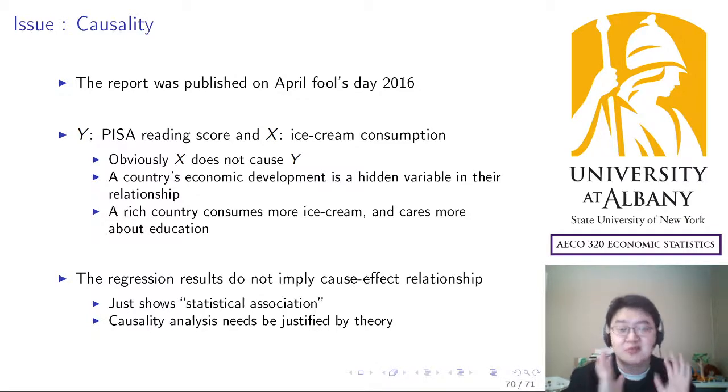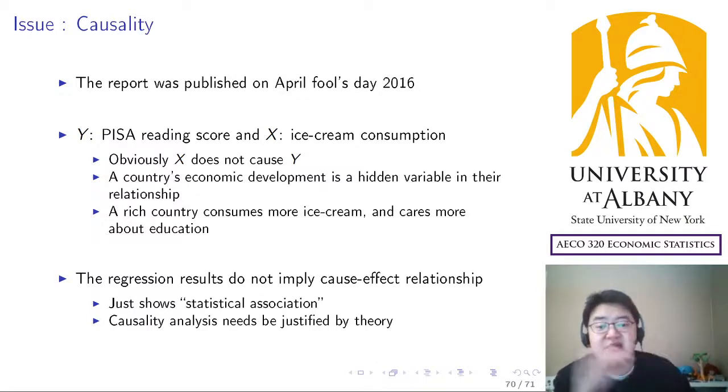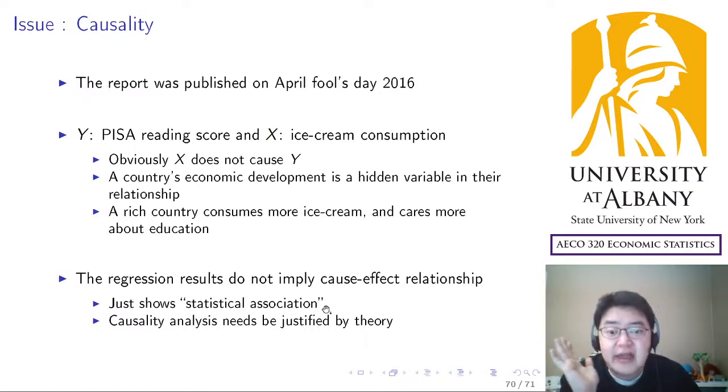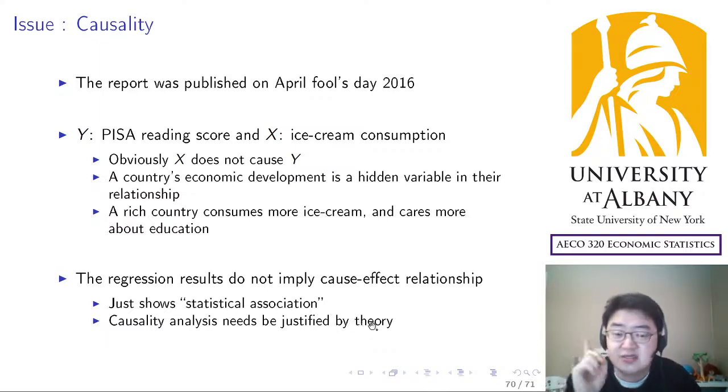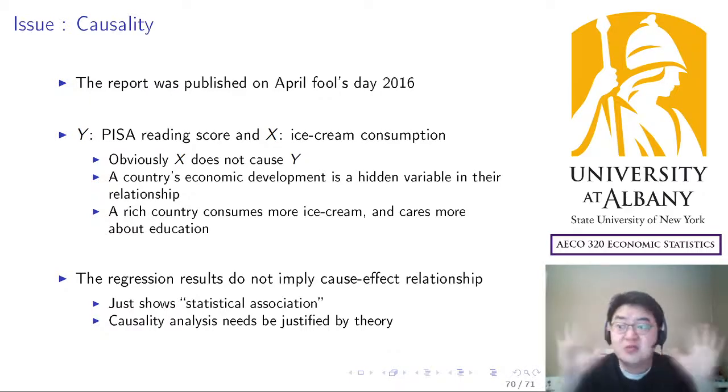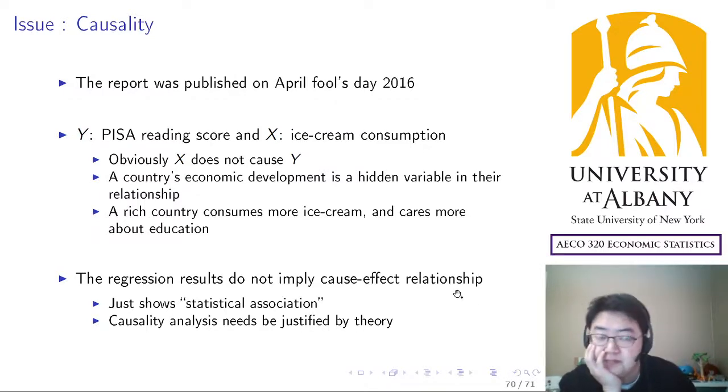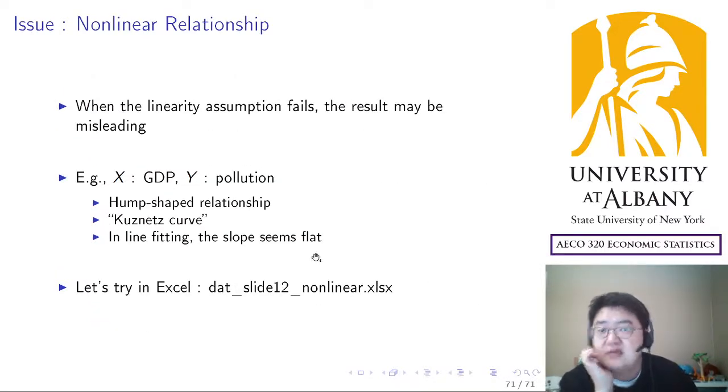So the regression result does not imply causality. Rather, it only shows statistical association, and interpreting this association as causality is an additional assumption and an additional judgment. The regression model does not tell you that. You have to decide whether there is any cause and effect relationship or not. Be very careful. And finally, as I said, the linearity assumption is important. We cannot handle nonlinear results.